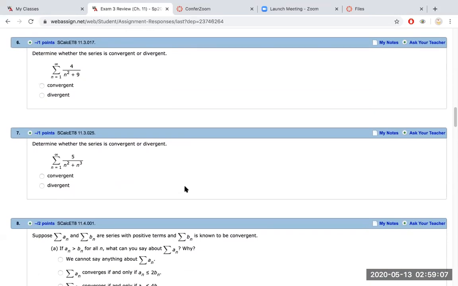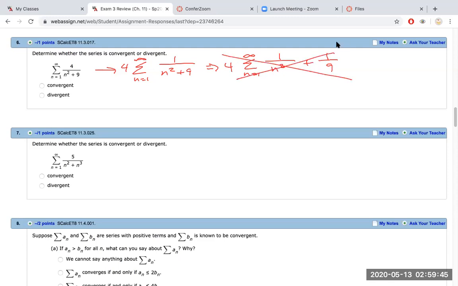So number 6 from 11.3, determine whether the series is convergent or divergent. For this one, don't get too creative. Let's even do this in red so we know we don't do it. You can't split this up and just say, okay, well, let me bring the 4 outside. And now I have 4 times this series. I just split it like this. That would be so convenient, but we cannot do this, okay? Cannot do this. So let's clear that messiness out.